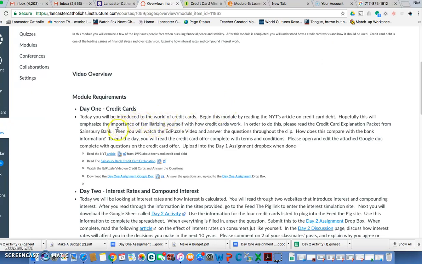So the first part of it is they have to read an article from the New York Times about being a teenager and actually abusing credit cards and falling into debt, and basically the ramifications and consequences from those actions. So that kind of brings us, okay, why this is an important issue. And then I actually have them look at a bank and the credit card explanation from that bank.